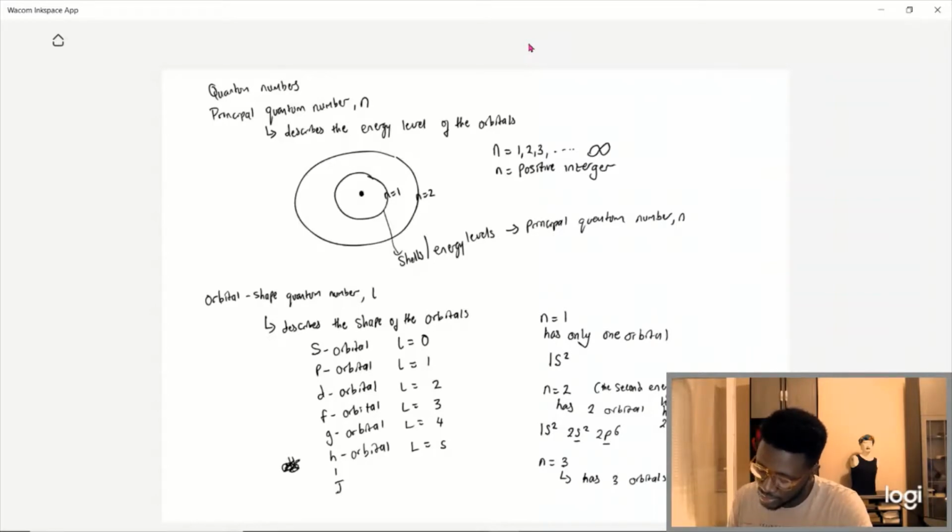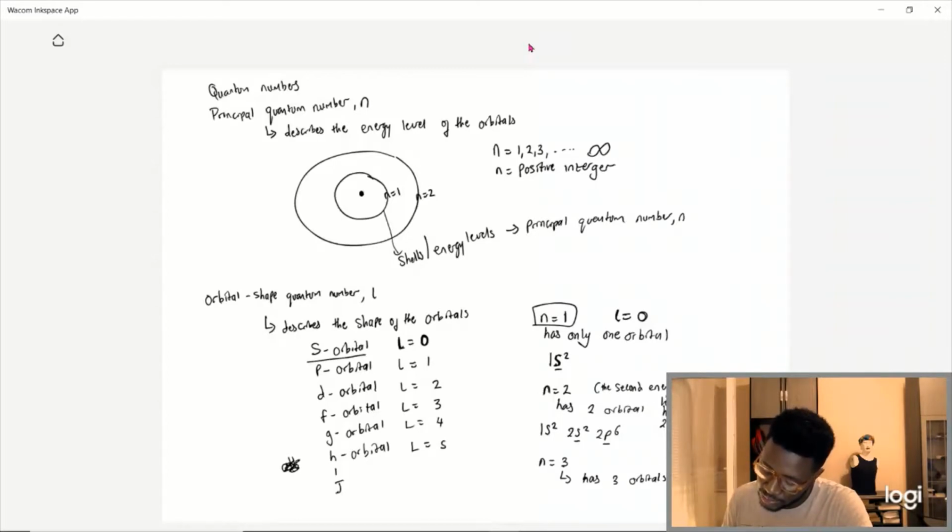Okay, so you can see how it works. When n is equal to 1, it has only the s orbital. So that means n equal to 1 has L equal to just 0. When n is equal to 1, the value of L is 0 because it has only the s orbital, and we know from here that L is equal to 0 when it has an s orbital.